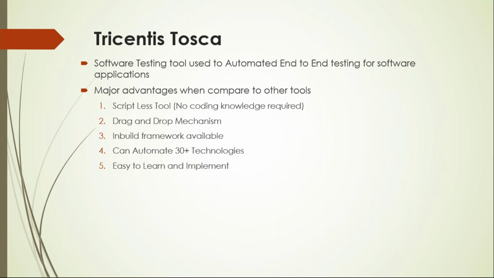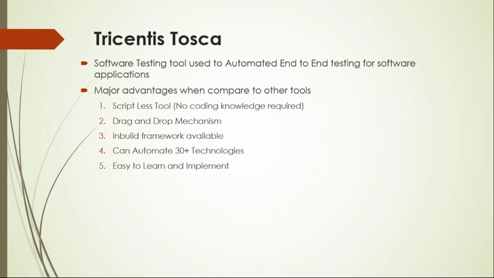In the initial phases, only a few customers started using it, and now you can see the market has spread across all regions. All the companies are trying to switch from other automation tools to this one because this tool has major advantages. Tosca can automate 30 plus technologies: web-based is one technology, .NET, Java-based is another technology, databases, APIs, Salesforce, SAP, files, and like that, 30 plus technologies Tosca can support. It is also easy to learn and implement, so you don't need to spend a lot of time learning Tosca.